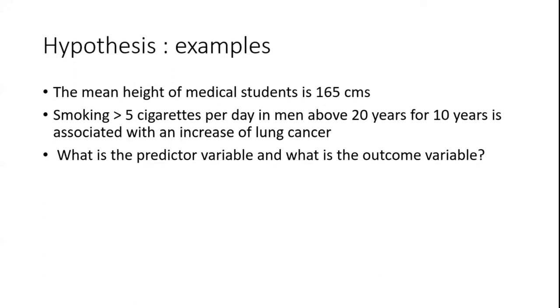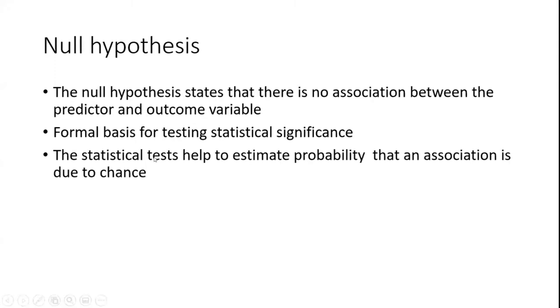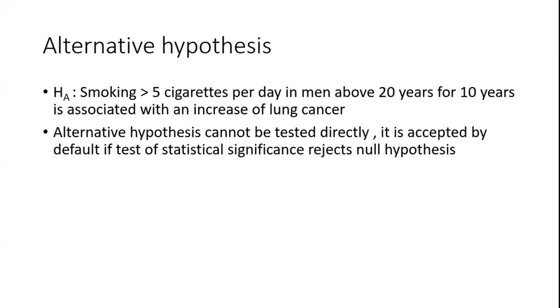Now, usually you can't prove a hypothesis. So we set up a null hypothesis. This was there during undergraduate days also. And the hypothesis should be stated in advance. So the null hypothesis forms the basis of statistical significance. And what we are saying is smoking more than 5 cigarettes per day is not associated with an increase of lung cancer. And the alternative hypothesis is what you had thought of before. What is your research question? So that is your alternative hypothesis.